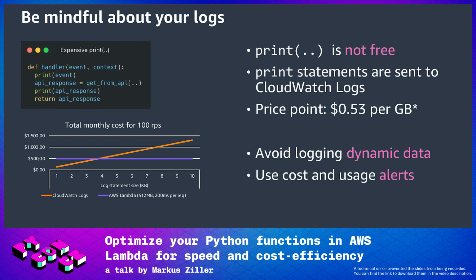What we see here is the cost of a sample Lambda function, a typical configuration, 512 megabytes of RAM, 1200 milliseconds per request. When you only log around 4 kilobytes, the cost of your CloudWatch logs will exceed the cost of your Lambda function, which is around $500 for 100 requests per second. So avoid logging dynamic data and utilize cost and usage alerts. Set an alarm so that whenever you see a spike in CloudWatch log costs, you get notified, because some developer forgot a print statement, or configure your linter to highlight those statements.